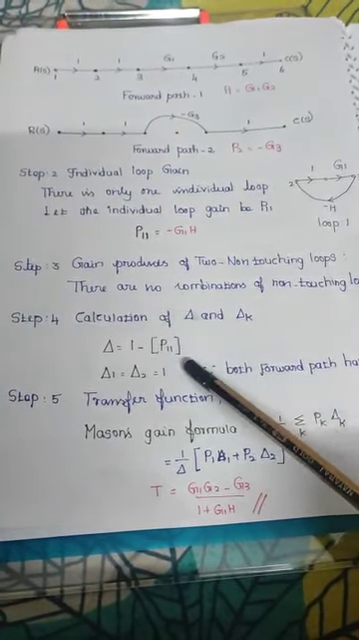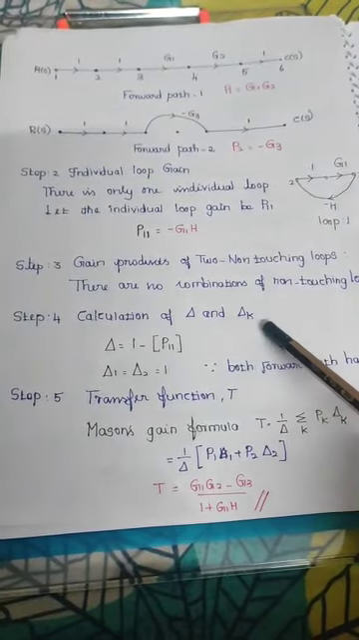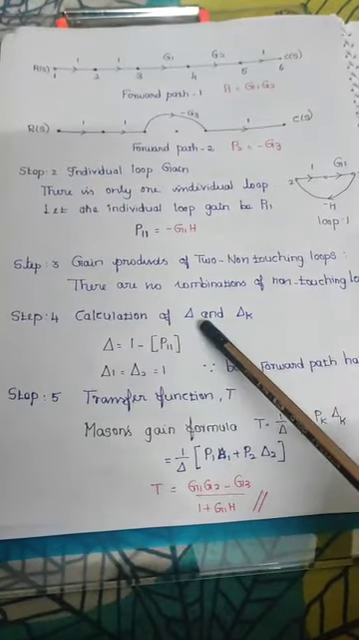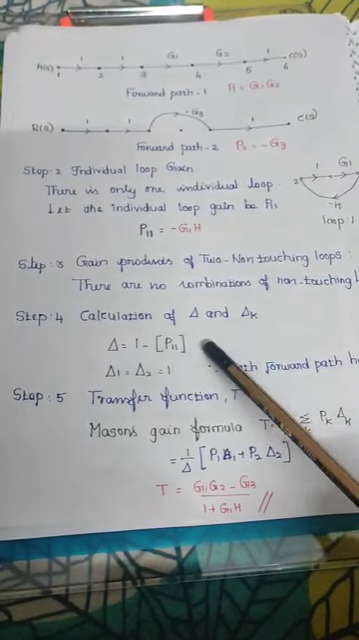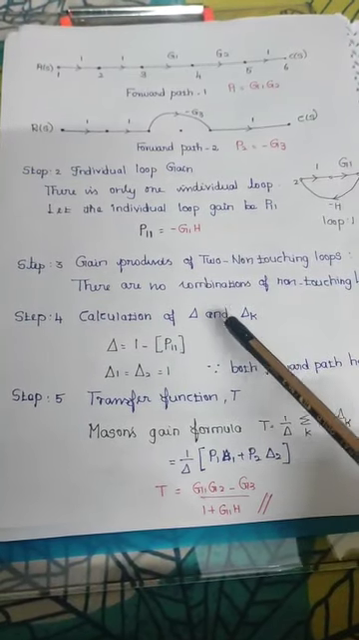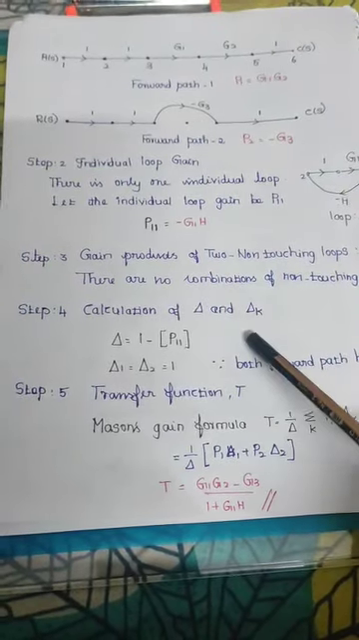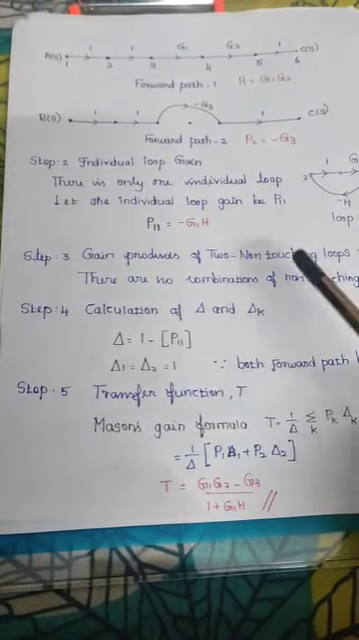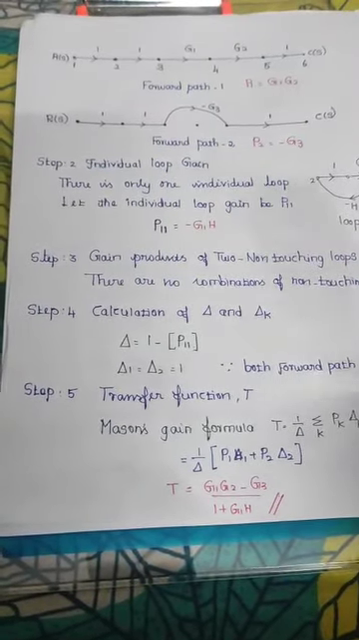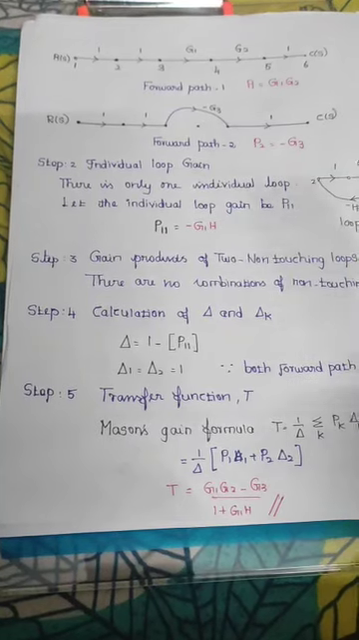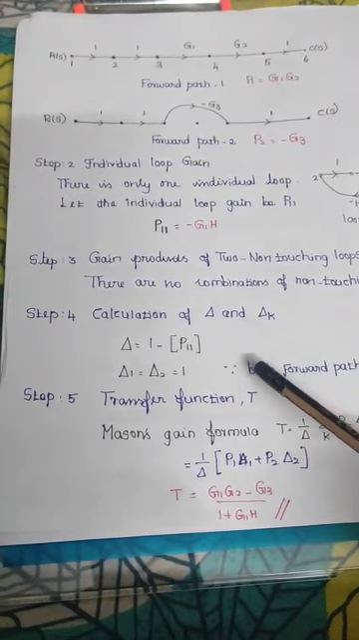We have to calculate del and del k. We know that k is the forward path. And how will you find del? The formula is 1 minus P11. We know that P11 is the individual loop gain. In this problem, there is only one individual loop gain. So we have P11 alone. But if we have more individual loops, we take that as P12, P13, etc. Here, no need to take that because only one individual loop gain is there.